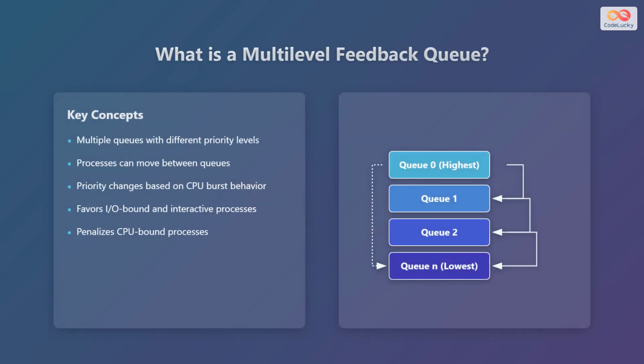So, what exactly is a multilevel feedback queue? It's a scheduling algorithm that uses multiple queues, each with a different priority level. The key is that processes can move between these queues. The priority of a process changes based on its CPU burst behavior. This system favors input-output bound and interactive processes, giving them quicker response times, and it penalizes CPU-bound processes, preventing them from monopolizing the CPU.